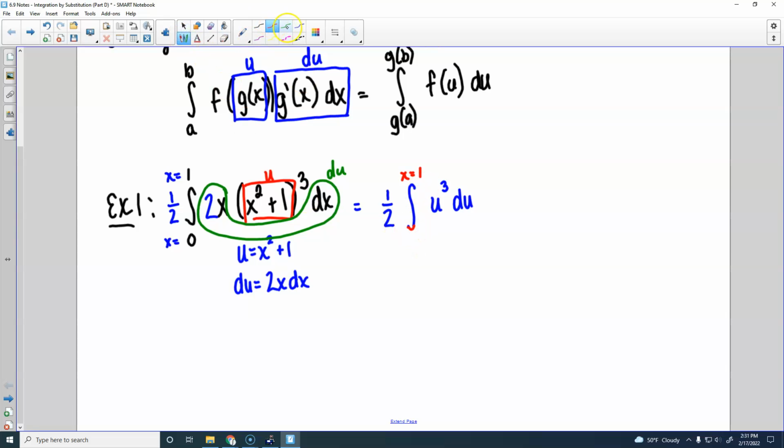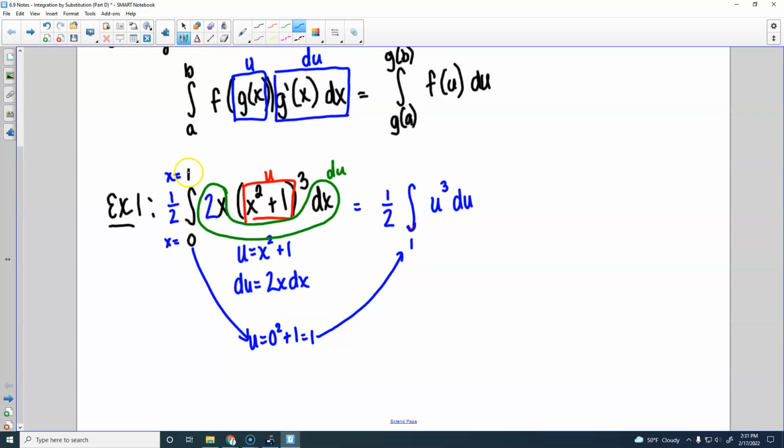So the quickest way to do this problem is to just leave your x's in the dust altogether by doing this. So if u equals x squared plus 1, I can change this x value right here to a u value just by plugging that number in. So u will equal 0 squared plus 1. So I'm taking that limit, I'm plugging it in here. That's going to give me 1. So I'll use 1 as my lower limit.